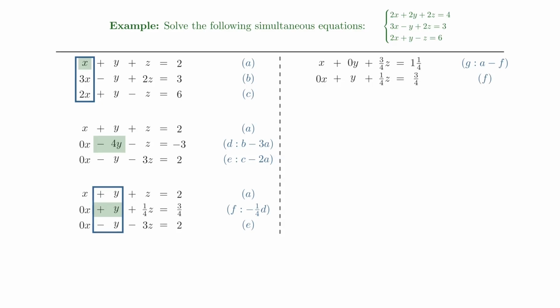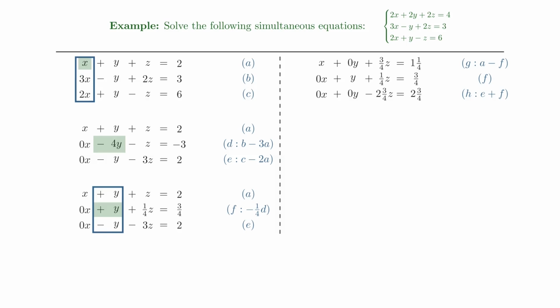And now adding equations E and F, I get 0x plus 0y, then minus 3z plus a quarter z is equal to minus 2 3/4 z. And this is equal to 2 plus 3/4, which is 2 3/4. I'm going to label this equation H.